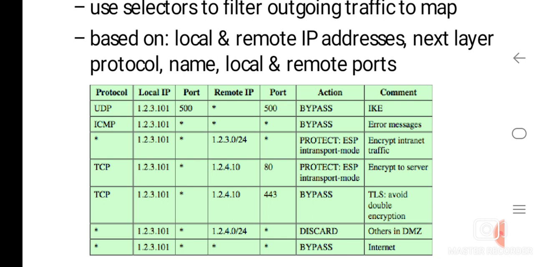For port 443, action is bypass. The comment is TLS. It is mainly used to avoid the double encryption process. As well as the local IP 1.2.3.101, the remote IP is 1.2.4.0/24. The action is discard, others in DMZ. And again, the next local IP 1.2.3.101. Action is bypass, comment is internet.